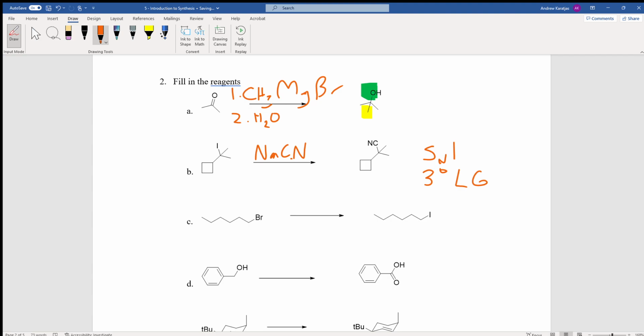Part C, very similar question. In the starting material, we have a bromine. We've replaced it with an iodine. It's primary, the leaving group, so we know that this is SN2. So we need a good nucleophile that allows for incorporation of the iodine, and we can do that with sodium iodide.